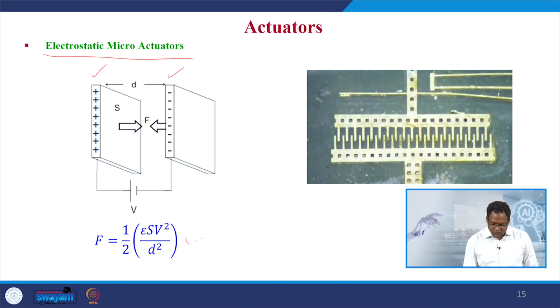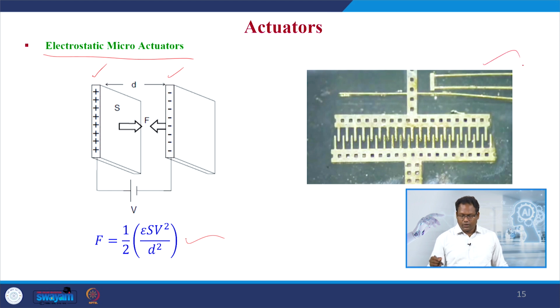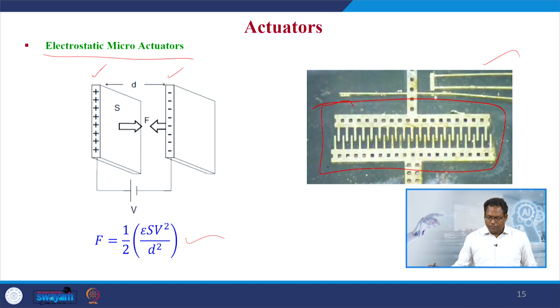That means the force generated is an attractive force. That is given by the expression 1 by 2 into epsilon S V square by d square, where epsilon is the permittivity of the dielectric medium between the two plates, S is the surface area of the electrode, V is the applied voltage and d is the distance between these two parallel plates. One of the applications of this electrostatic microactuator is in the micro robotic system, where this assembly is called a parallel plate comb microactuator.